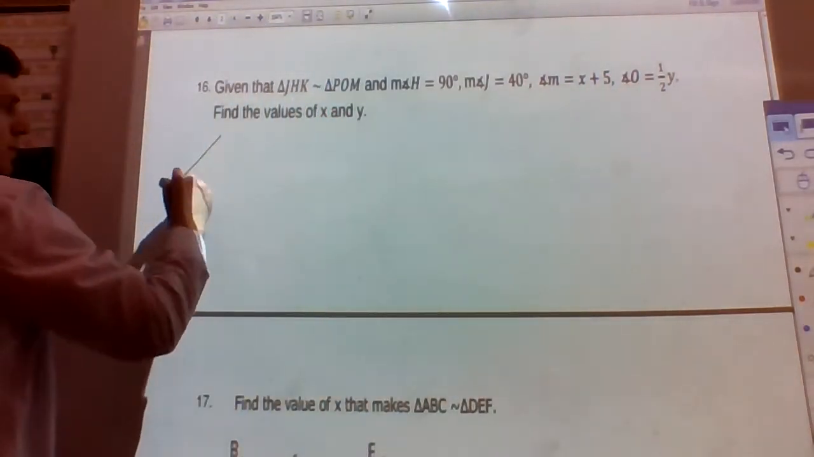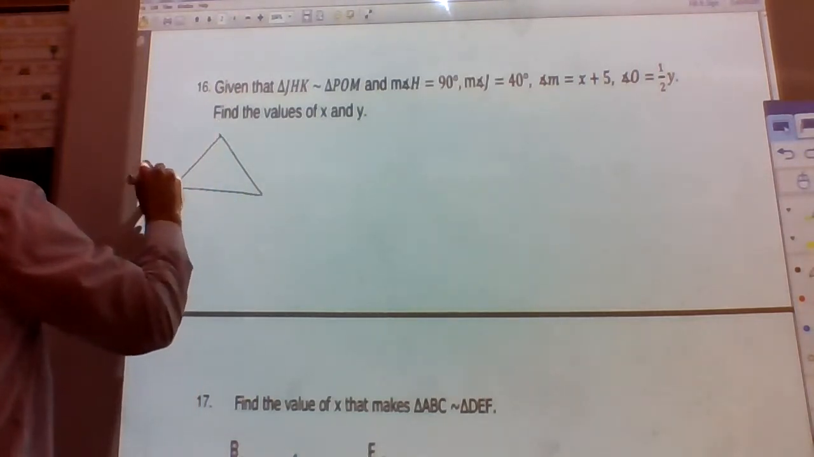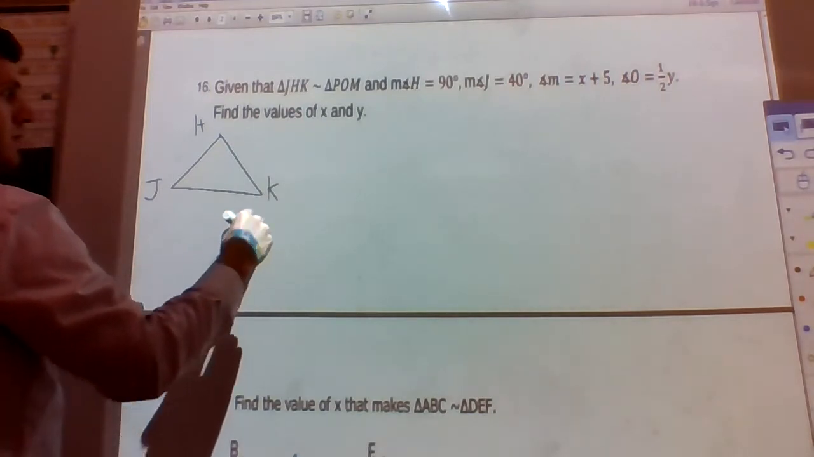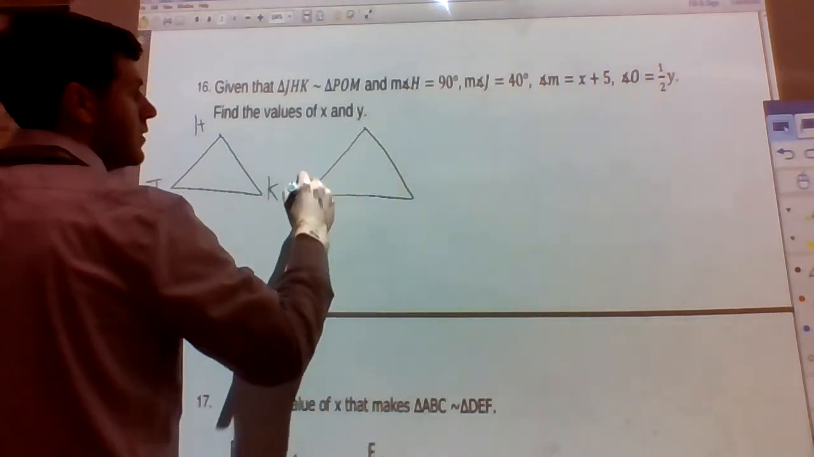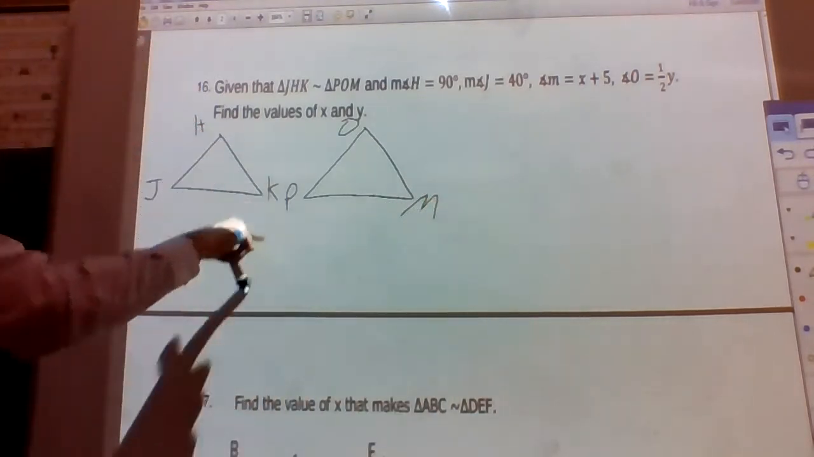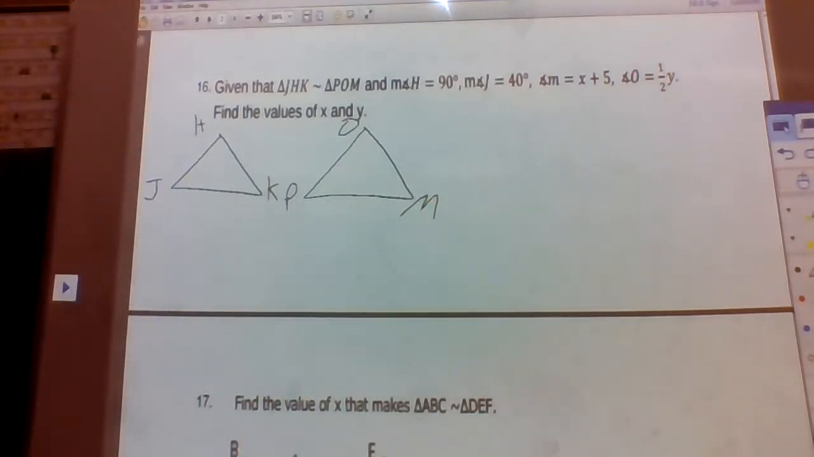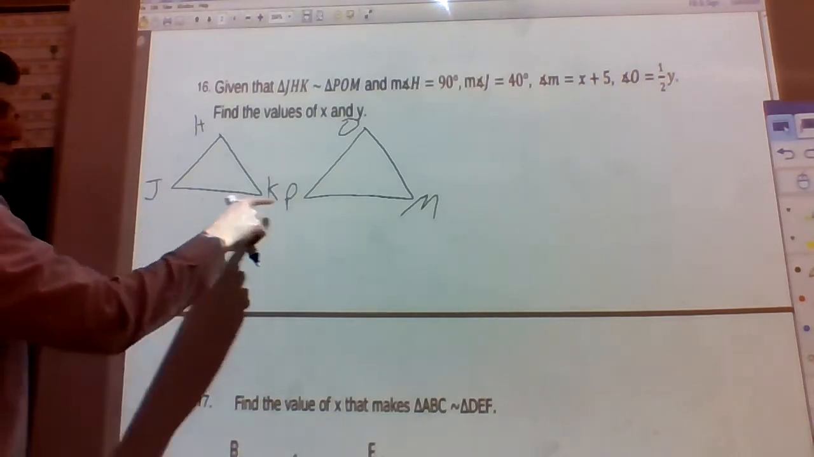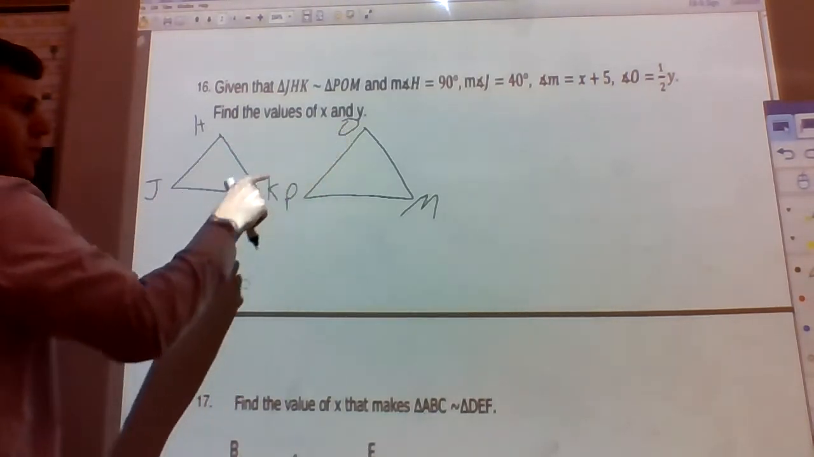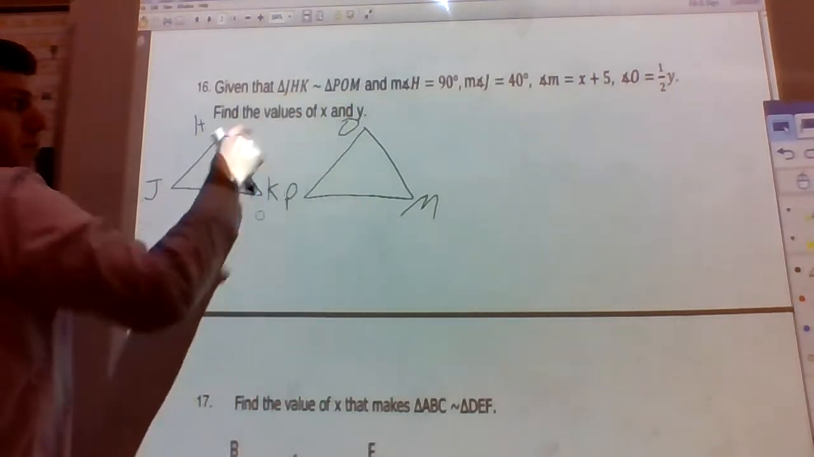Okay, so let's draw them out. We have J, H, and K. Then we have P, O, M. Again, put them in the same order so you know what you're doing. So you have your corresponding angles lined up. J and P are corresponding angles, H and O are corresponding angles, K and M are corresponding angles.